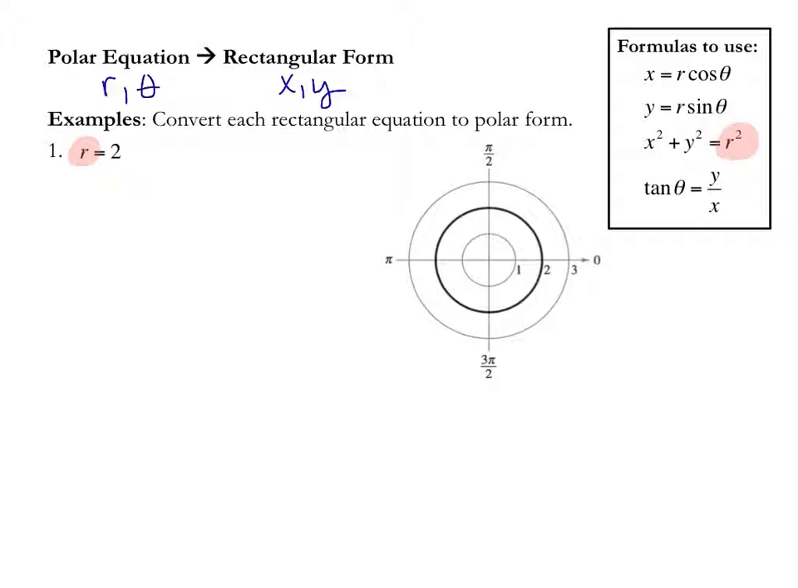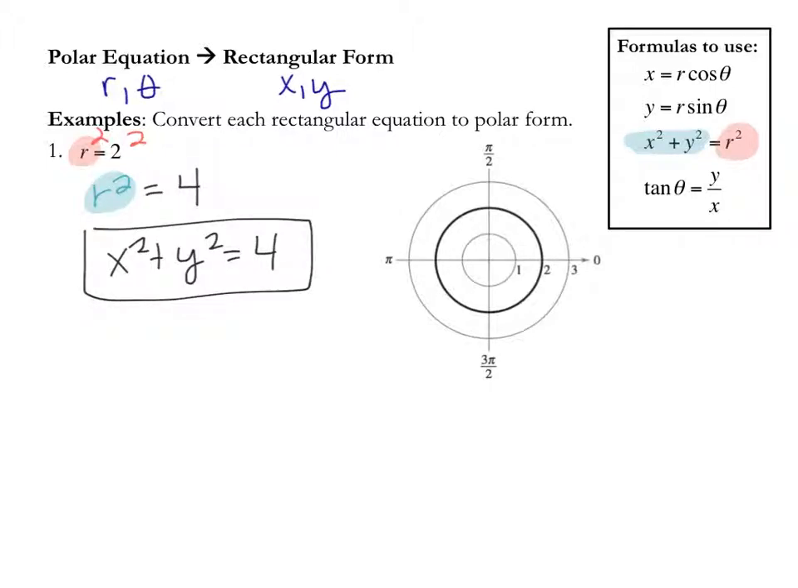But if I want to substitute in, that means I do need to make this side have an r squared. So what we can do here, since the other side's a number, is we can just square both sides. We get r squared is equal to 4. And then I now know that r squared is equal to x squared plus y squared. So we're just going to plug that in. X squared plus y squared is equal to 4. And that is my polar answer.